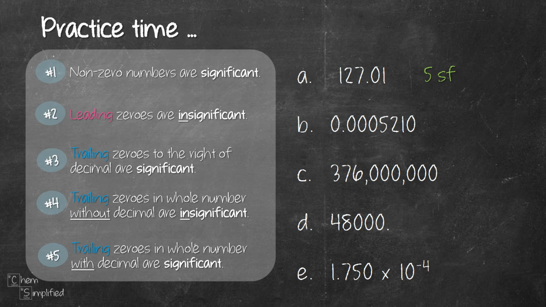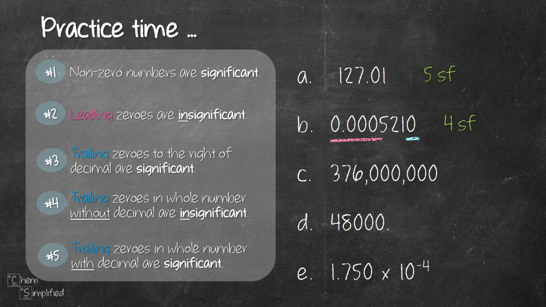The second question, 0.0005210. The 4 zeros that lead up to 5210, those 4 zeros are not significant because those are the leading zeros. That 1 zero that appears after the decimal point, that is significant. Therefore, 0.0005210 has 4 sig-fig.